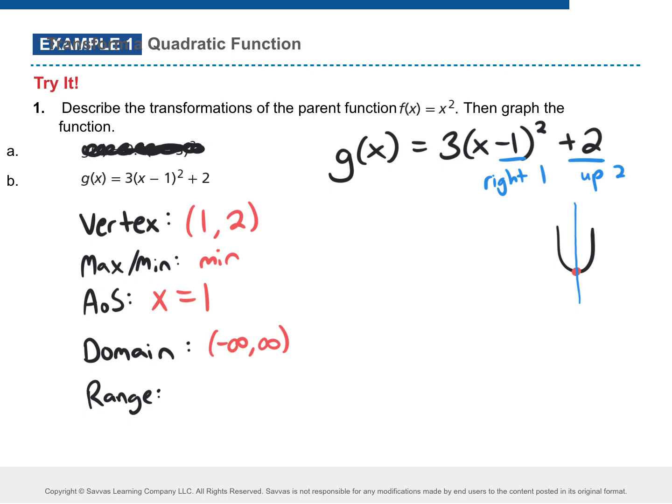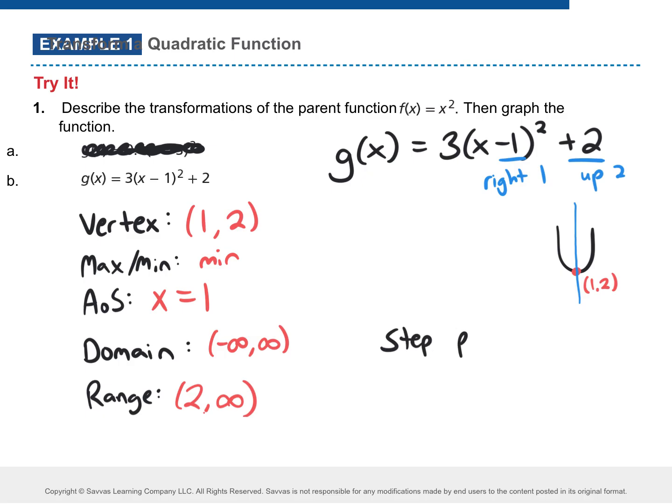It's the vertex, right? So our vertex, our smallest point, is 1, 2. What is my y value to that point? 2. And then what's my highest y value on the graph? Positive infinity. Good. Okay. We're not graphing it, but I do want to talk about it.